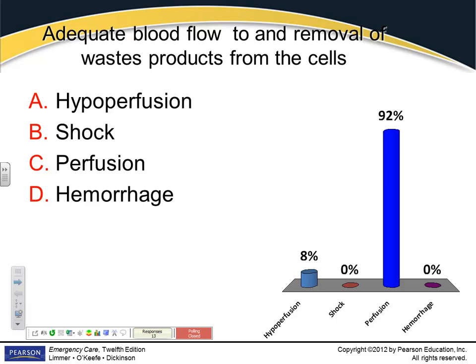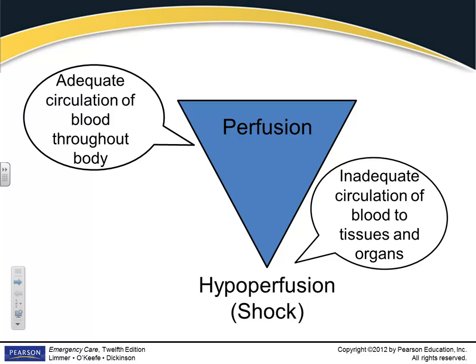Okay. Adequate blood flow. Whoever picked hypoperfusion: adequate blood flow and removal of waste products is perfusion. The result of inadequate blood flow and removal of waste products is what? Shock. The result of hypoperfusion is shock. Adequate circulation of blood through the body. Inadequate circulation is hypoperfusion, which will lead to shock. Sometimes they'll use those phrases interchangeably, but do know that hypoperfusion leads to shock.